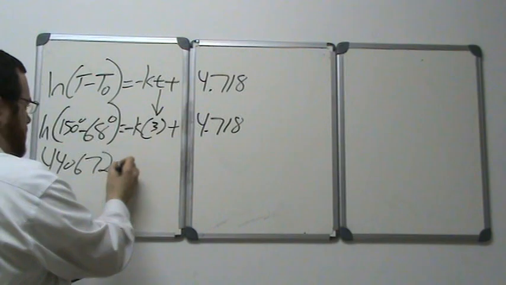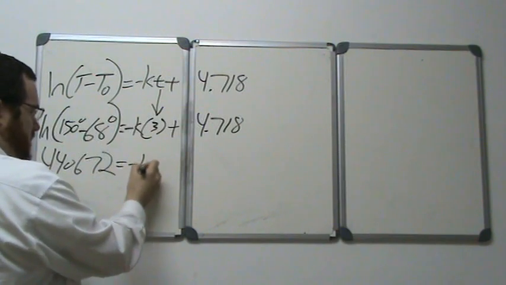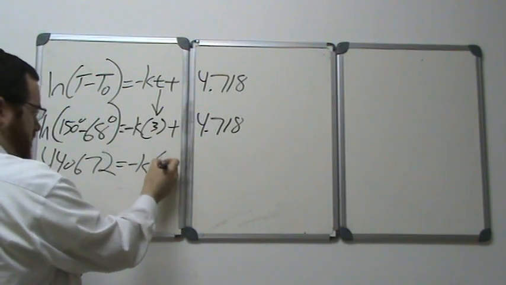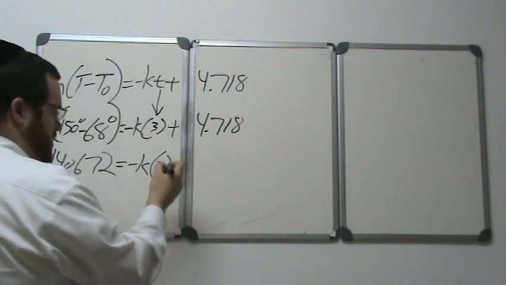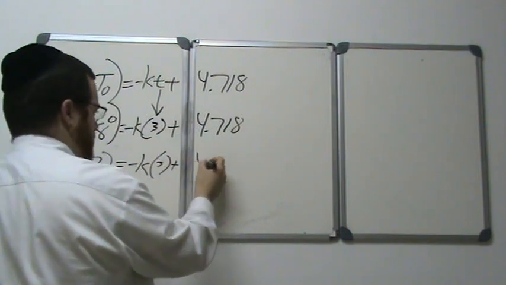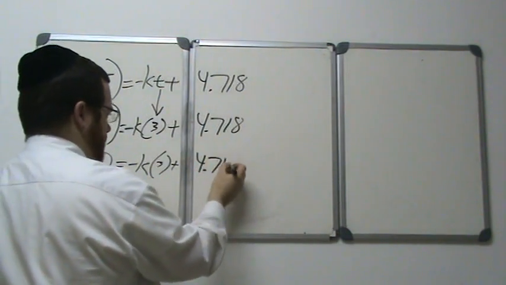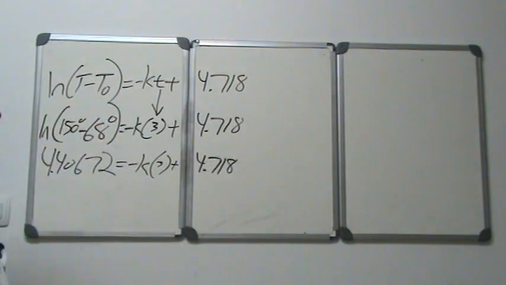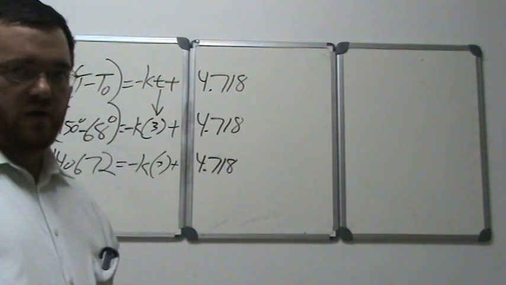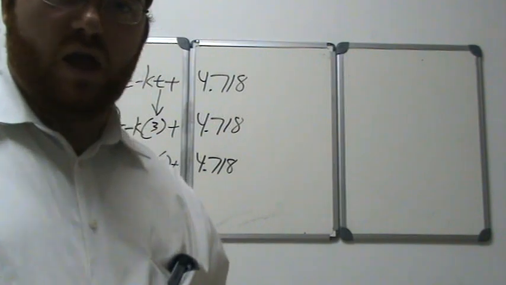And that's equal to negative k times 3 plus 4.718. Now, we want to get k by itself. Now it became a regular algebraic question that you have in 9th grade.